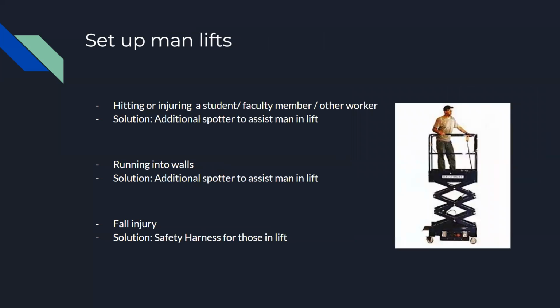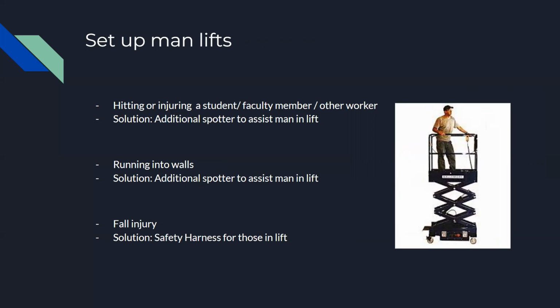Now, we will be working on the ceilings. For that reason, we will be using man lifts. Problems that we might face, as you know, are safety hazards, like hitting or injuring students. We won't do that. Also faculty or other workers, or running into walls. It is important to keep the area that we're working on in the best condition, so we don't want to be hitting the area with our man lifts, and there is also the risk of fall injury.